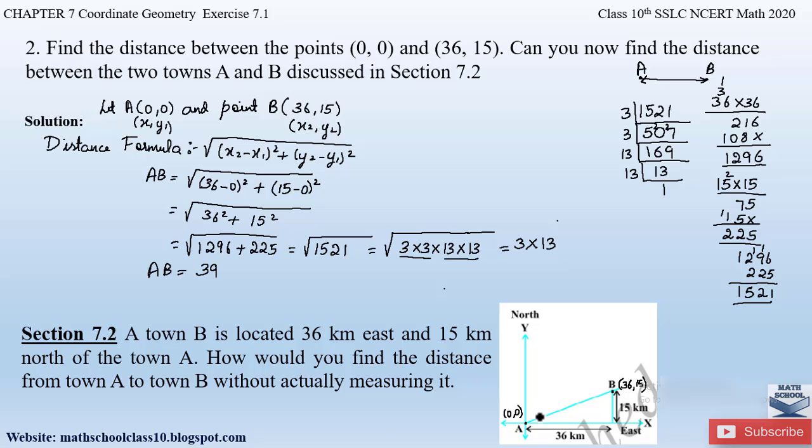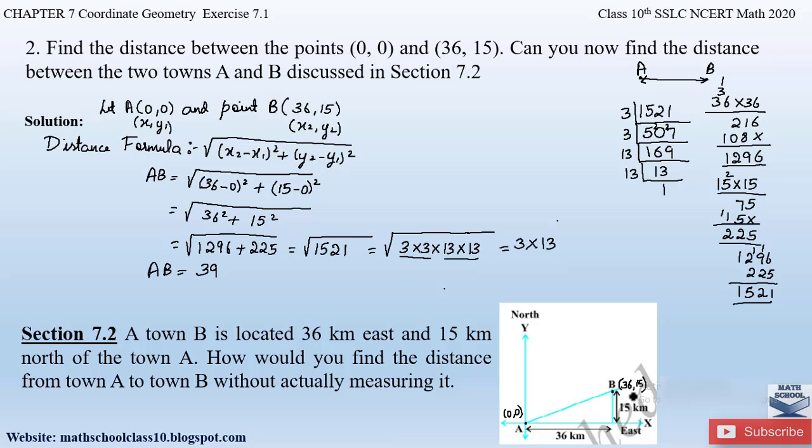So we have to find out now the distance between point A and point B by applying the distance formula, since we know the coordinates of point A and point B. Here you observe the coordinates of town A is 0, 0 and the coordinate of town B is 36, 15. Coming back to the previous question, here again we had assumed point A to be 0, 0 and point B to be 36, 15. So the values are the same here, and what was the result we got? The distance between point A and point B as 39.